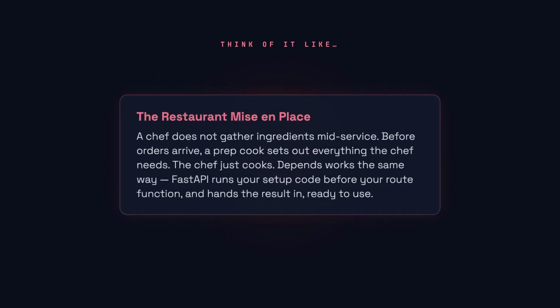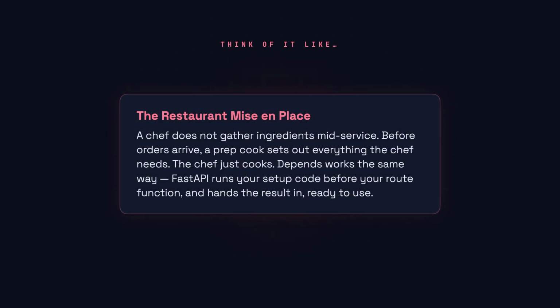Think of a professional kitchen. The chef never stops mid-service to fetch ingredients from the storeroom. A prep cook handles all of that before the rush starts. When an order arrives, everything the chef needs is already on the counter. FastAPI's dependency system is your prep cook. It runs setup logic before your route function is called and delivers the result directly into your function's hands.